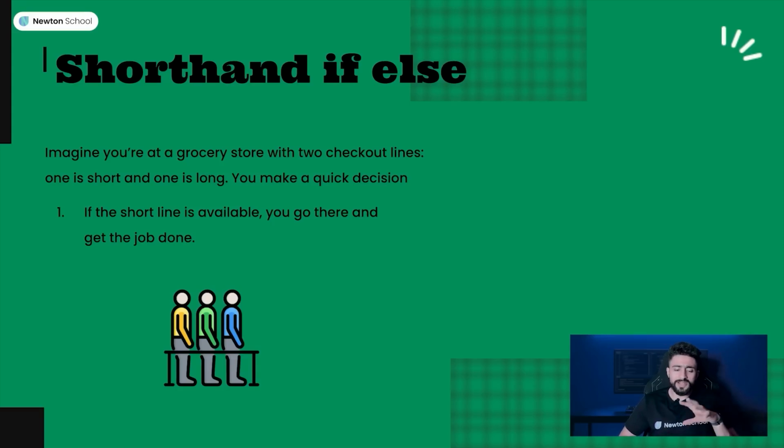So, imagine you are at a grocery store with two lines, right? There is one line here and one line there. And one line is short, but one is long, right? Now, you have to make a quick decision. What will you do? If the short line is available, you will go there and your job will be done, right? Why will you stand at the long queue, right?